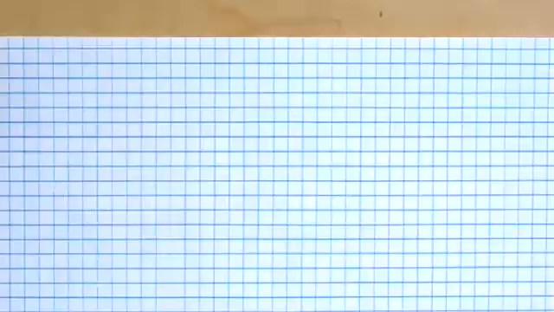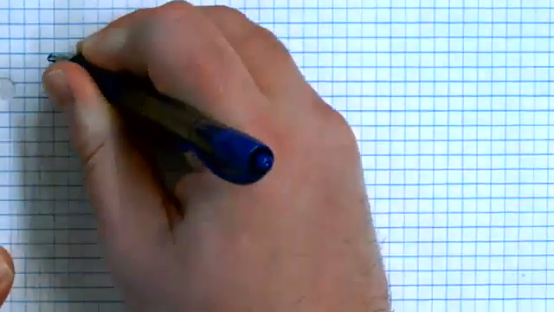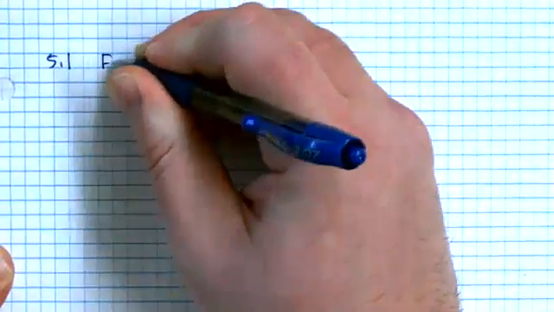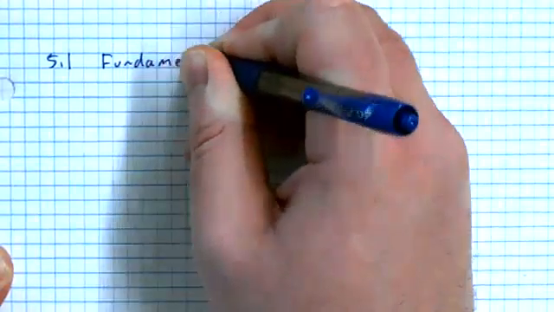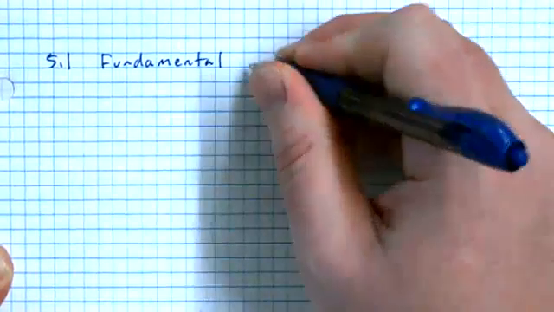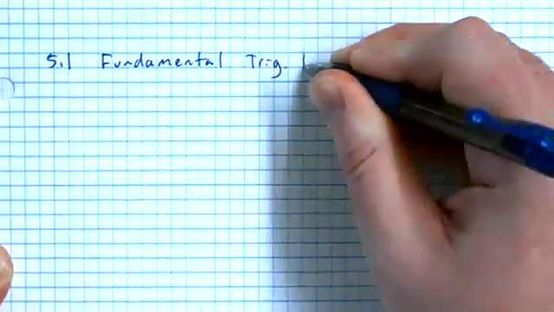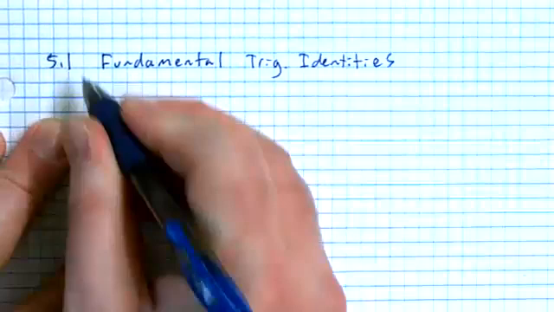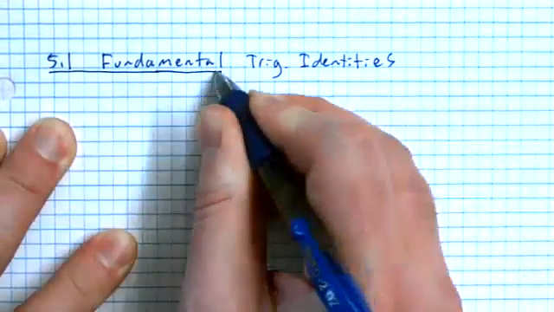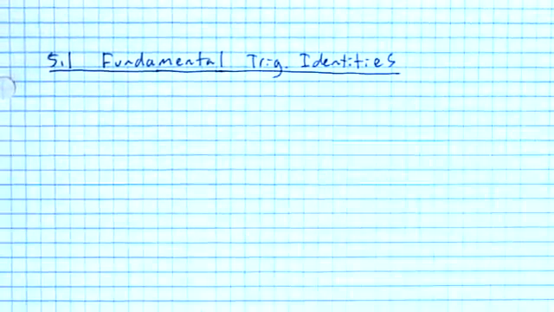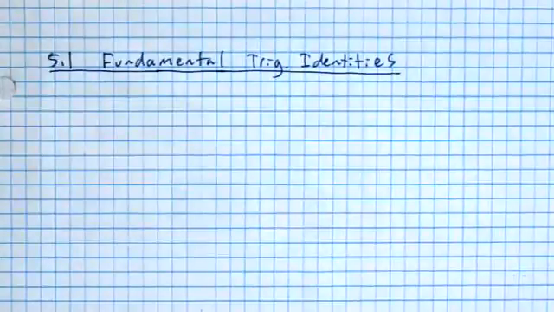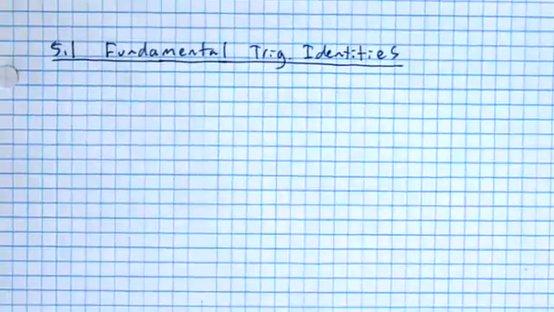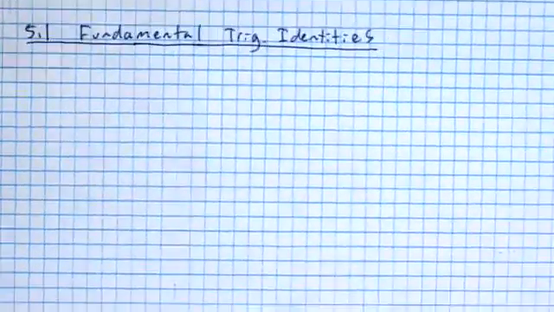All right, so let's get this going here. 5.1 is our topic for today, and these are our fundamental trig identities. We're going to put the fun in fundamental. Do y'all know what fundamental means? It's like really, really important. The basics, the key things.